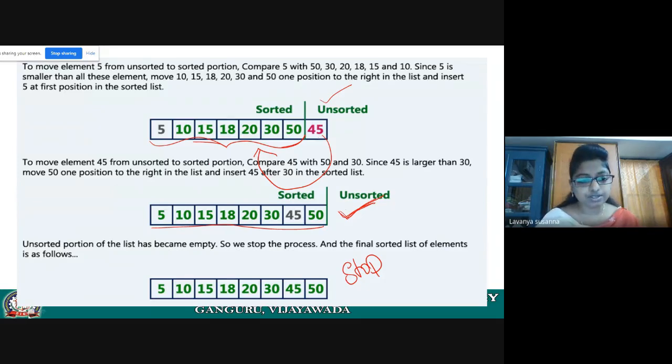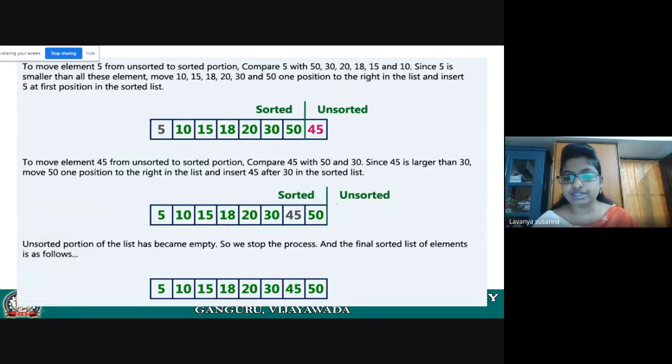I hope you understood. When there are no elements in unsorted list, stop the algorithm. This is very easy.